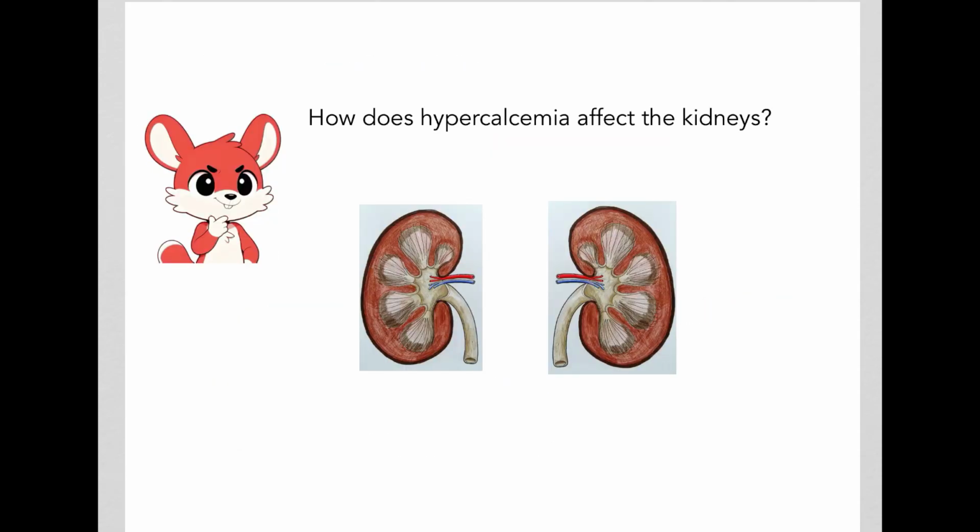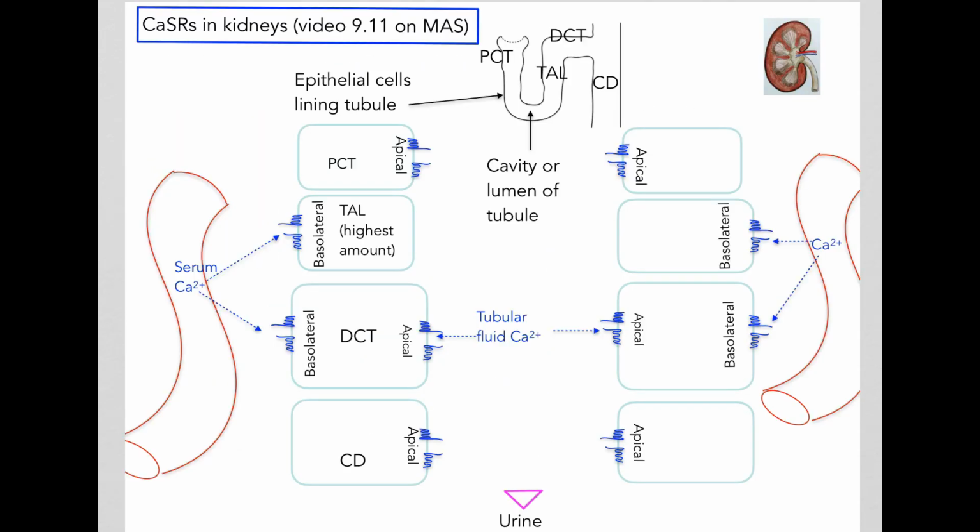So how does hypercalcemia affect the kidneys? In video 9.11 on the milk alkali syndrome, we discussed the effect of calcium on calcium-sensing receptors present in the kidneys. So it might be a good idea, if you've forgotten this, to go back to that video or look at the video at the same time as you go through this video. That will help you understand the effect of hypercalcemia on the kidneys.